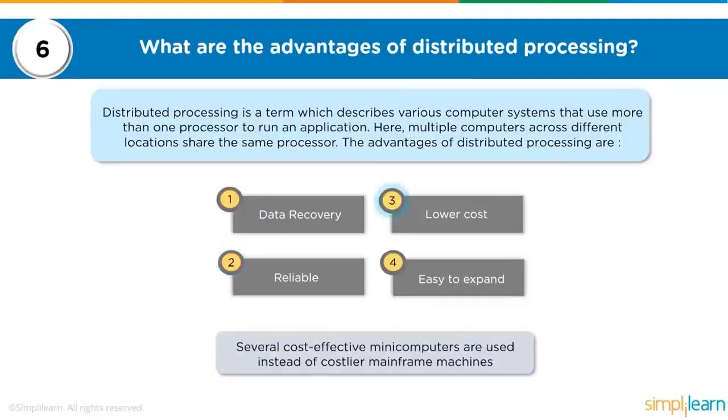Several cost-effective mini computers are used instead of costlier mainframe machines. So instead of having a server bank, I can have multiple machines interconnected together, and they can function in that particular blockchain or for that particular distributed processing mechanism. Depending on the amount of data processing, more computers can be attached to the network. Thus, you can increase the number of computers that can be a part of that blockchain, or you can reduce them as and when necessary.